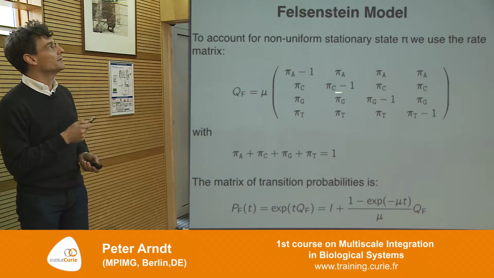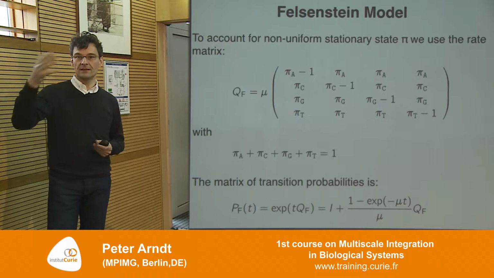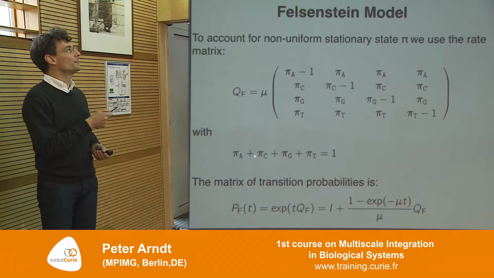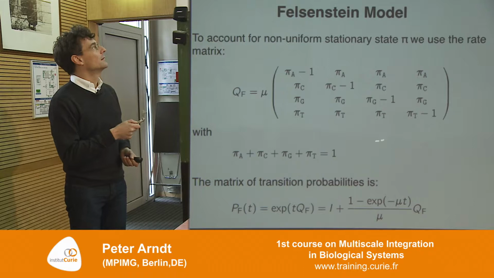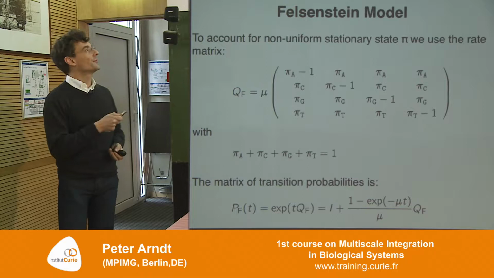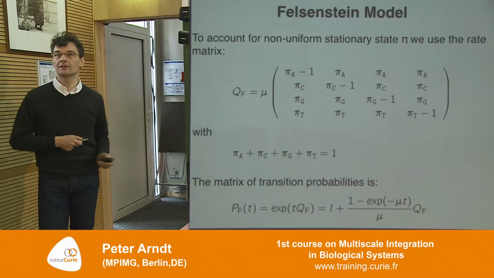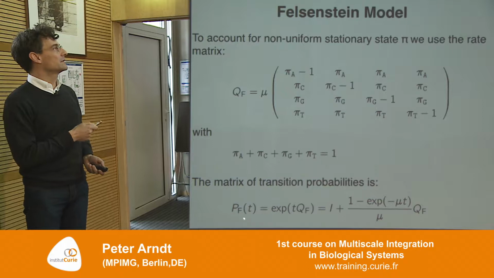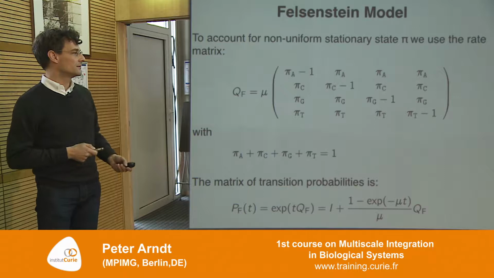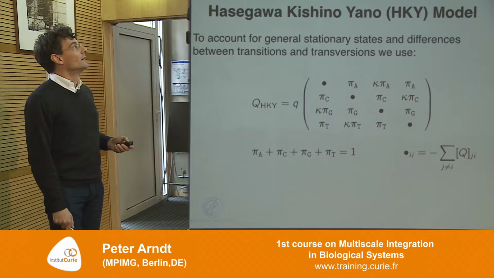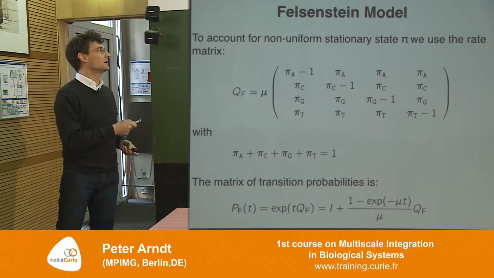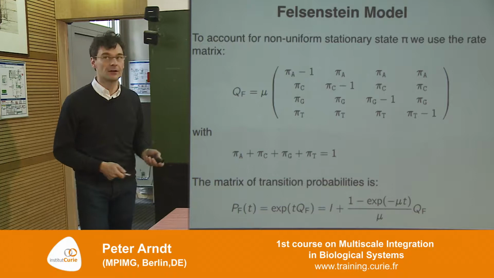I guess it's from 81 or 83. So here now you can specify the stationary state. The stationary state is just given by those four numbers, pi A, pi C, pi G, pi T. You can specify those four numbers; of course, they have to add up to one. And then this matrix will model a nucleotide exchange process, which leads to this stationary state distribution. And even in this case, you can also calculate this matrix P, to get all the probabilities to go from I to J. But this is actually the last model, so to say, where you can calculate these probabilities analytically. For all the coming models, you cannot do that anymore.